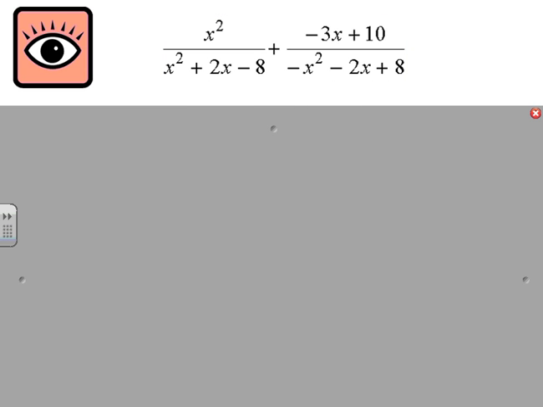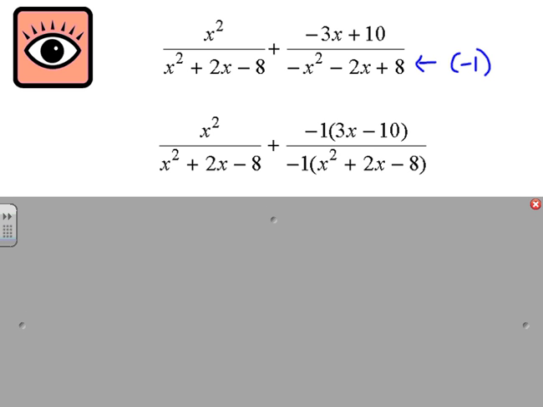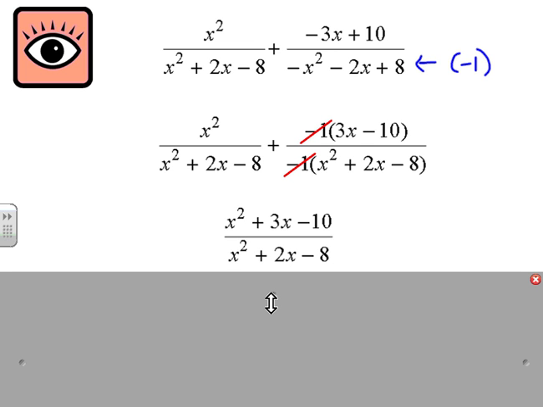Because of that, we can factor out a negative 1. If we factor out a negative 1, it will change everything inside here, and it would look like this. Now you'll notice that I also factored out a negative 1 in the numerator. The reason I did that is so that those negative 1s could cancel, and then all of a sudden I have like denominators. So now my numerator, when I add everything together, will be x squared plus 3x minus 10, all divided by x squared plus 2x minus 8.